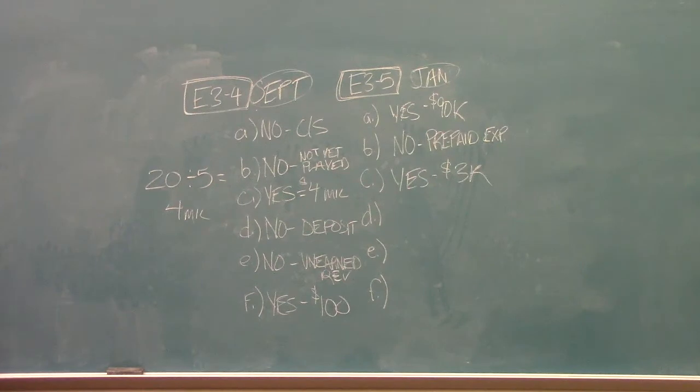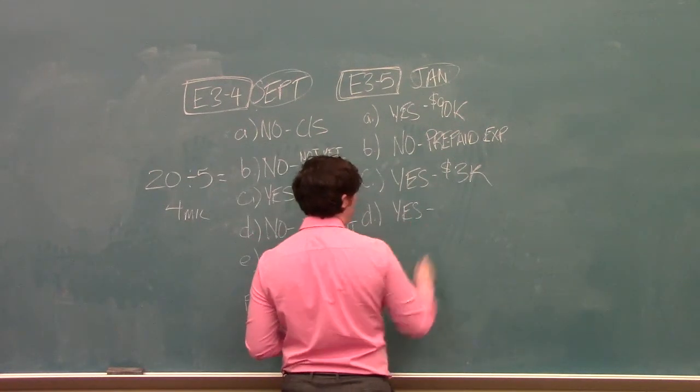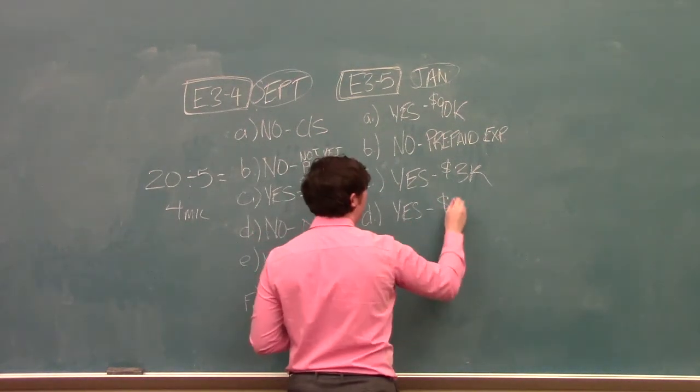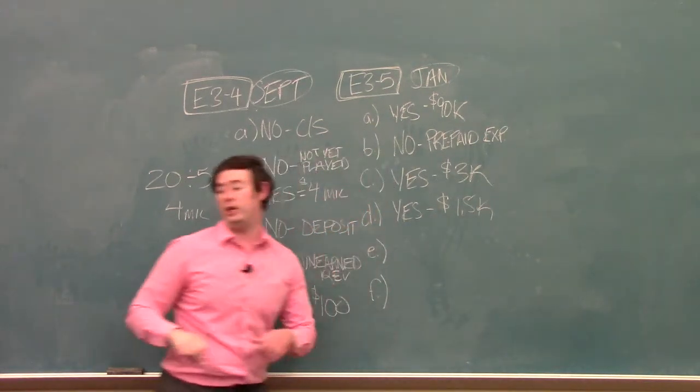D says Pooler Company received and paid in January a $1,500 invoice from a consulting firm for services received in January. Again, the key word is received in January. So yes, we've received our services in January. So yes, we record an expense. It's $1.5K, the full amount in January.